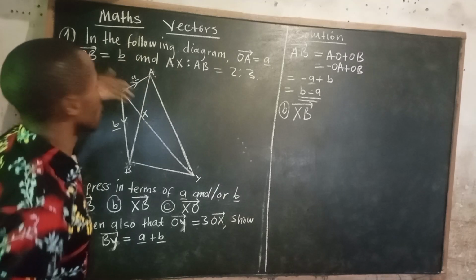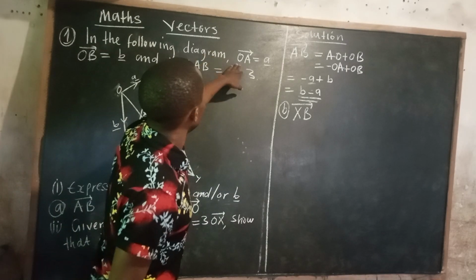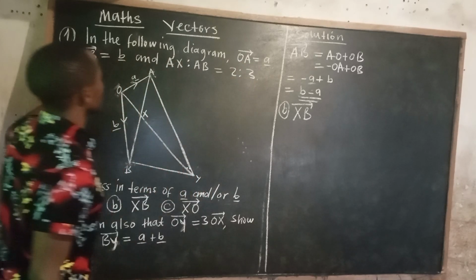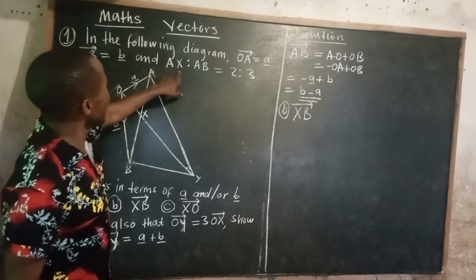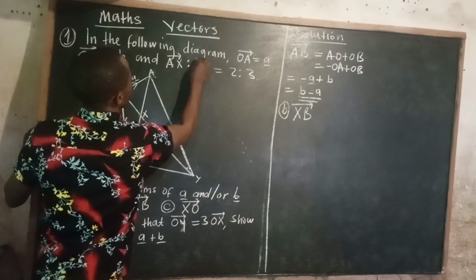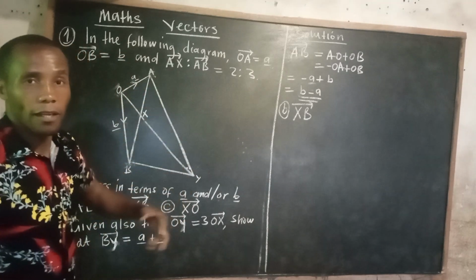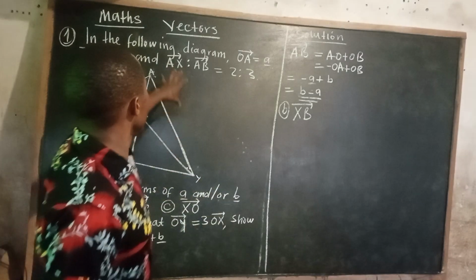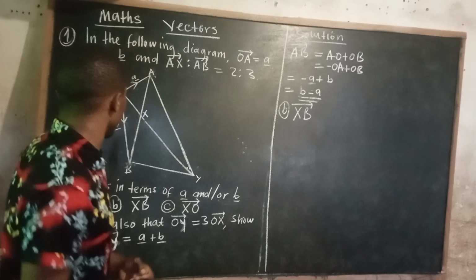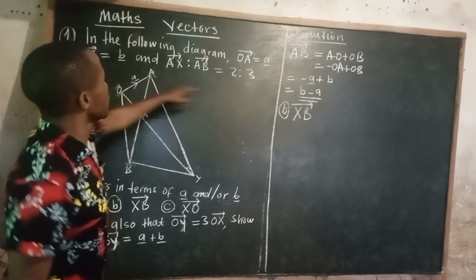So let us get back to the information that we are given in the following diagram. Vector OA is equal to this, vector OB is equal to this one, and AX to AB. Okay, these are vectors. AX to AB is the ratio that we are given. Now we are going to look at this one. We know that AX is 2.